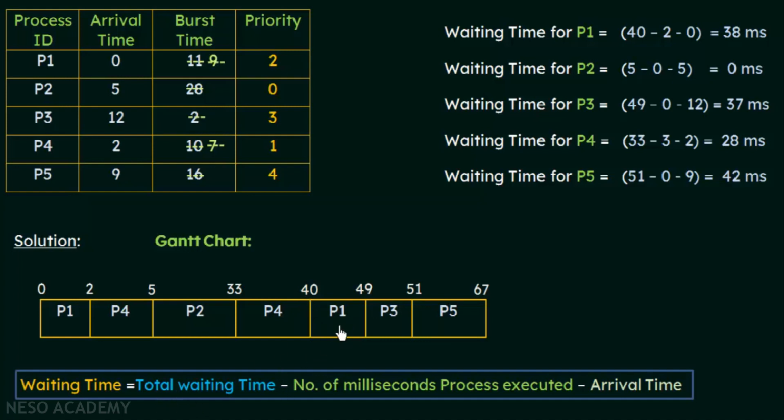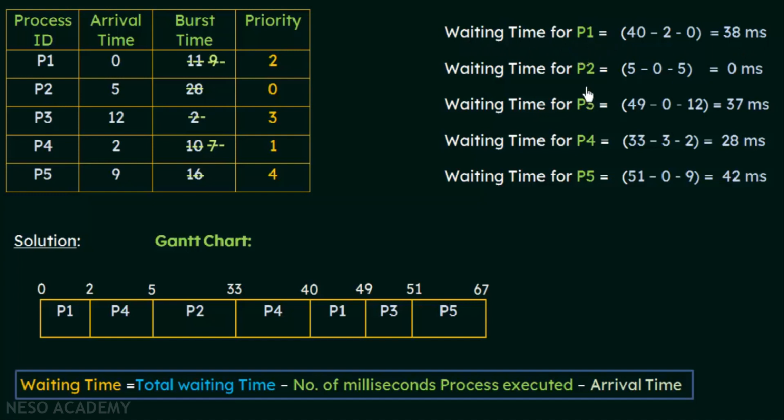So that is the total waiting time of a particular process. For P1 it is 40 minus the number of milliseconds the process executed before. So before executing here, did P1 execute any time before? And if yes, how long did it execute? If you see in this Gantt chart, P1 executed even here. And how long did it execute? For 2 milliseconds. So minus 2 and minus the arrival time. For that you have to look at this table. The arrival time of P1 was 0. So we have 40 minus 2 minus 0, which gives us 38 milliseconds. So that is the waiting time for P1.